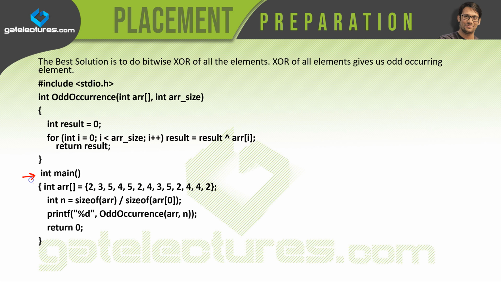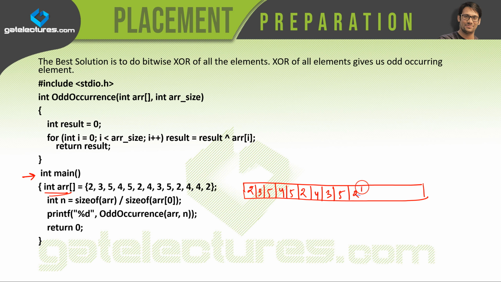So program execution will start from the main function, and initially we have this array, and let us see the elements that are present inside this array. They are as follows: 2, 3, 5, 4, 5, 2, 4, 3, 5, 2, 4, 4 and 2, and the index locations are 0, 1, 2, 3, 4, 5, 6, 7, 8, 9, 10, 11 and 12.